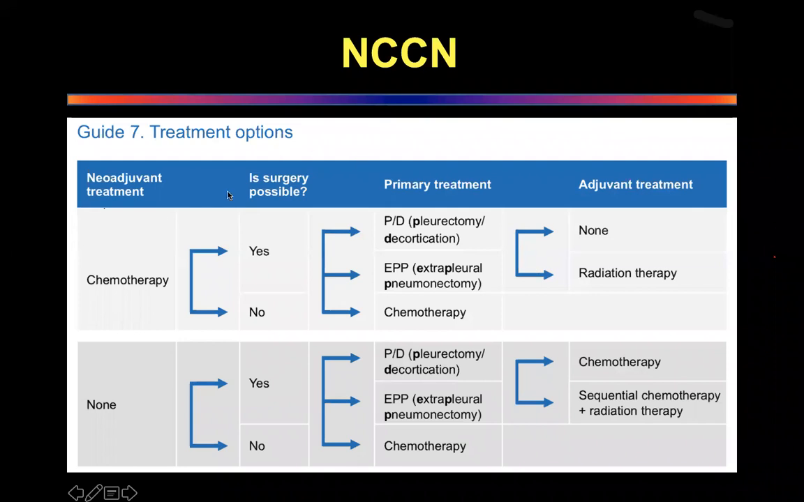The next answer to that is, is surgery possible? The answer is no. If the surgery is not possible, then you do not do any of this. You just go directly to chemotherapy. There is no adjuvant chemotherapy. You just give chemotherapy as a primary treatment. So here we have understood the role of chemotherapy. Chemotherapy can come in as a primary treatment by itself, or it can come in as a neoadjuvant treatment for trimodality therapy. Okay. Now the next group is where you don't give neoadjuvant.